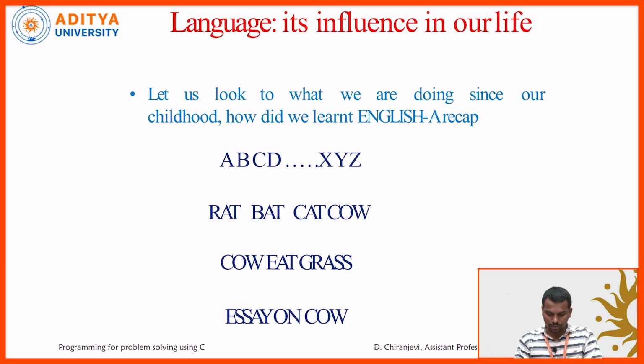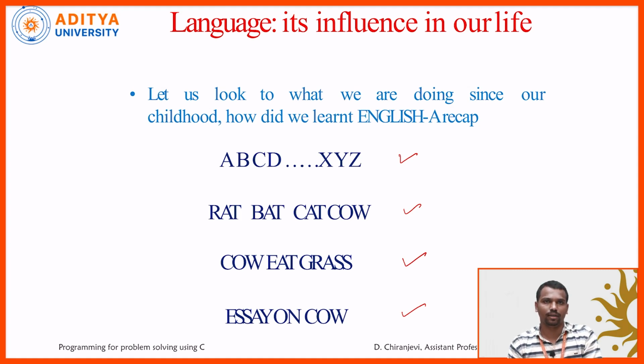If you go back to your school days, first of all, a student will be taught the alphabets A, B, C, D. Once he understood A, B, C, D, he learnt small words like rat, bat, cat, cow. Then he can read sentences, then he can read essays or paragraphs. In this manner, you learnt a language called English. Similarly, programming is also a language.